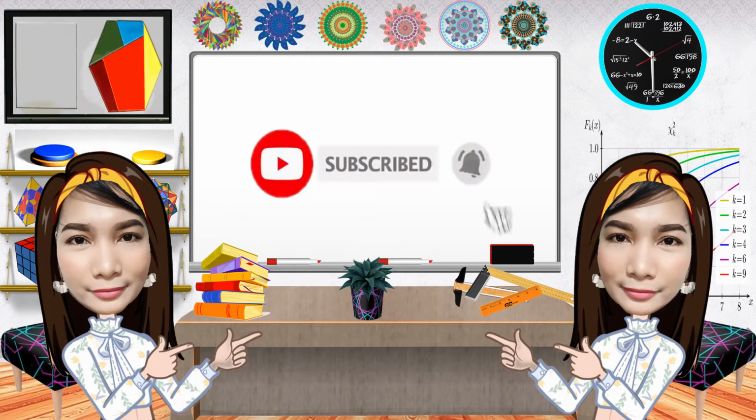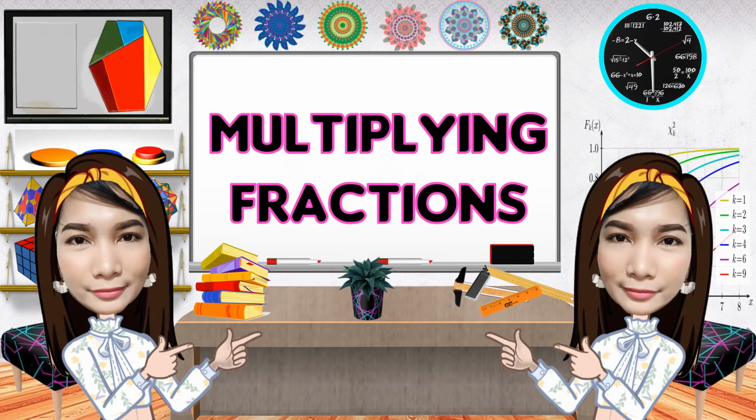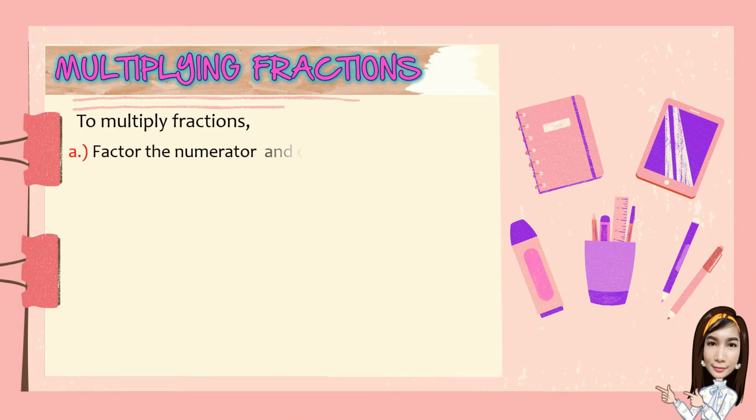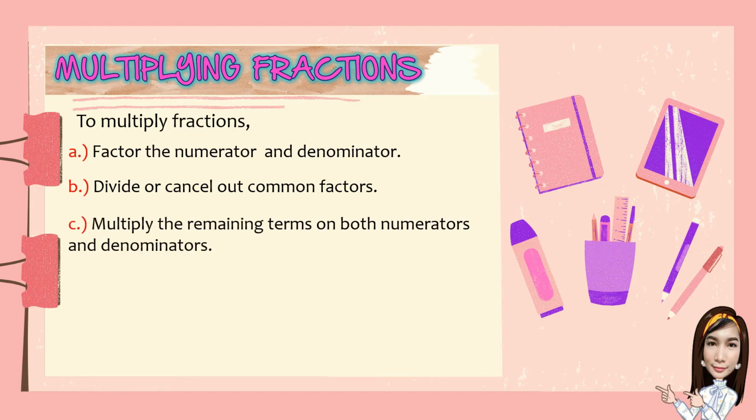In this lesson, you will learn about multiplying fractions. To multiply fractions, first, factor the numerator and denominator. Second, divide or cancel out common factors. Third, multiply the remaining terms on both numerators and denominators.